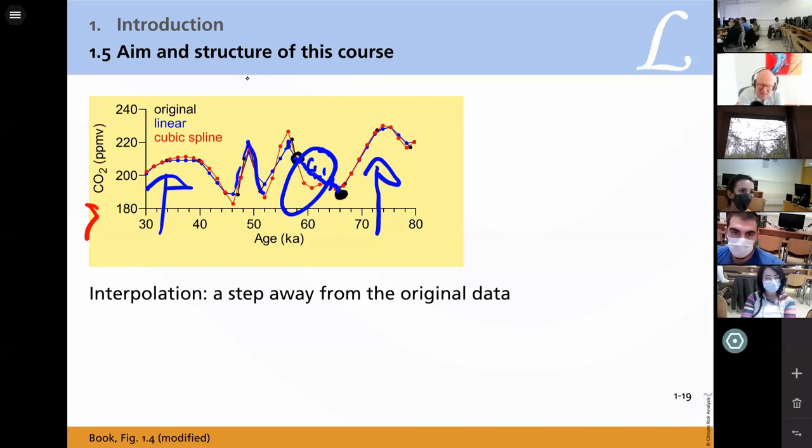Therefore, this is another reason to avoid interpolation: this uncertainty about which interpolation method to take. And the danger, of course, is to take that method that gives results which are closest to what you wish to show. But you should get some independence of the results.